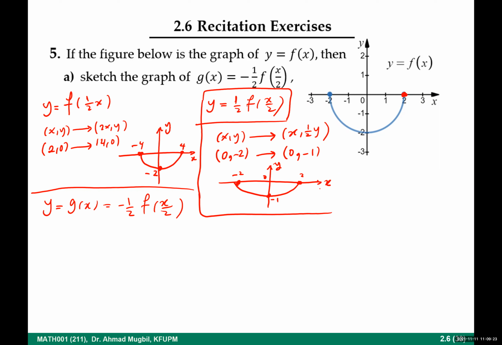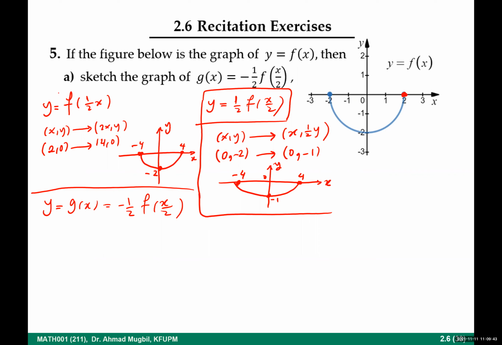Now the last transformation that we have is what? Reflecting in the. Yes, do you have a question? Yes, thank you. You are right. Yes, this is 4 and -4. Yes, you are right. Thank you. Excellent. This is 4, -4, and 4.